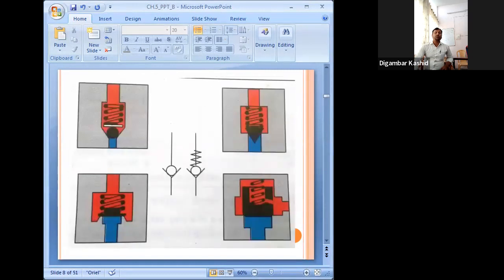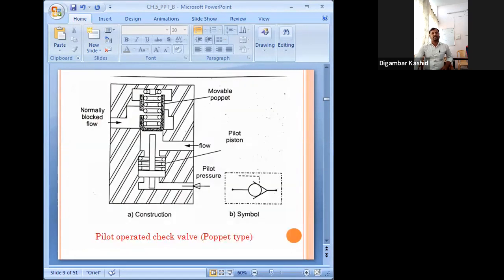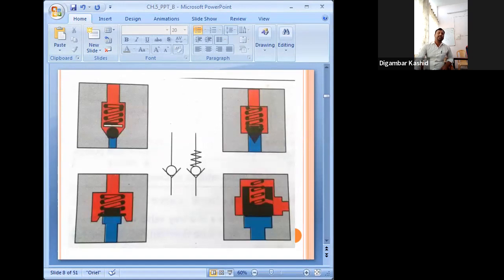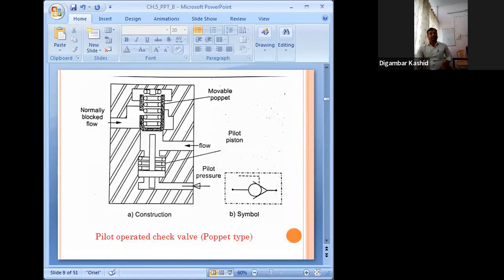And how to actuate and operate this check valve? For that purpose we have the pilot operated check valve. It is called a pilot, or you can also call it poppet type valve. To actuate this one, you can see here we have the movable poppet. This is the pilot pressure.